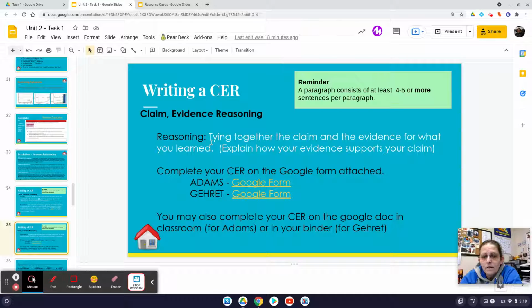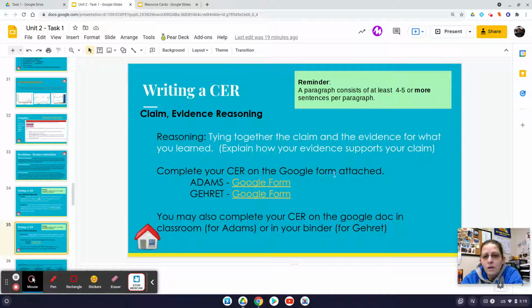And your reasoning has to tie together the claim and the evidence for what you learned. So explain how your evidence supports your claim. How do you understand that? How does what you read or what you watched on the video or what you saw on the graphs, how does that make sense? How does that answer the question?